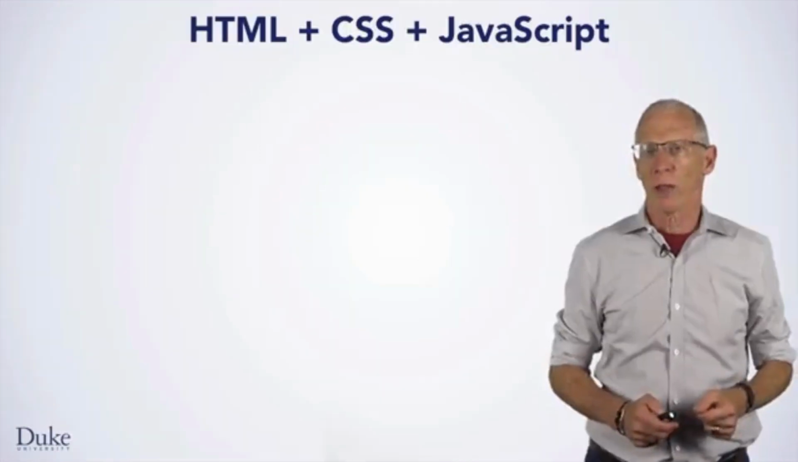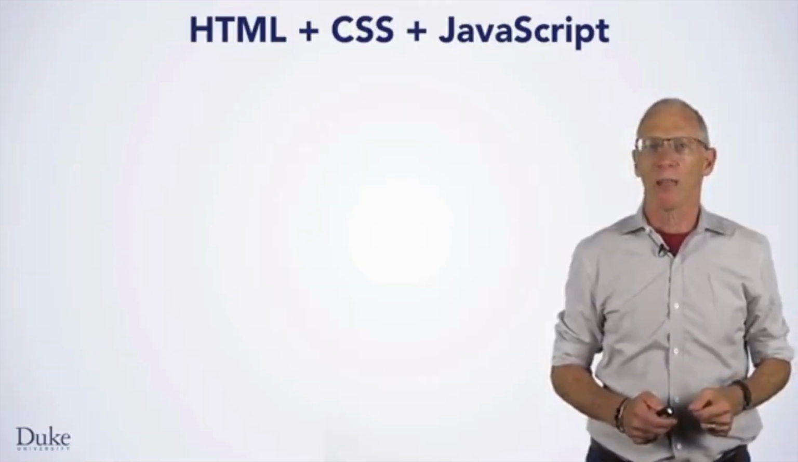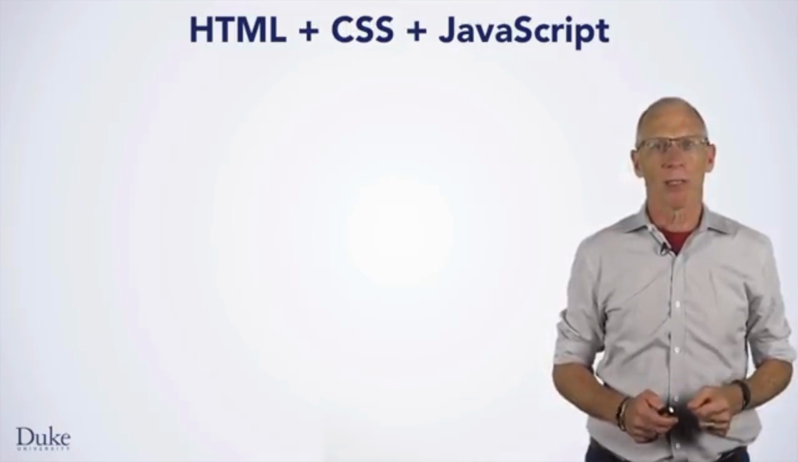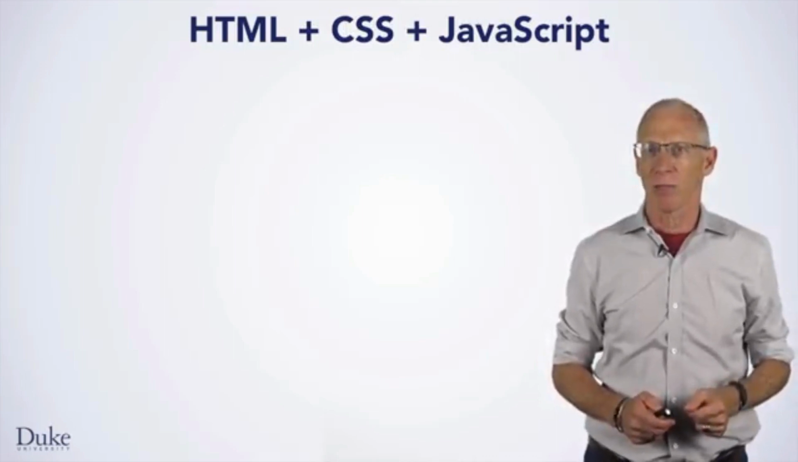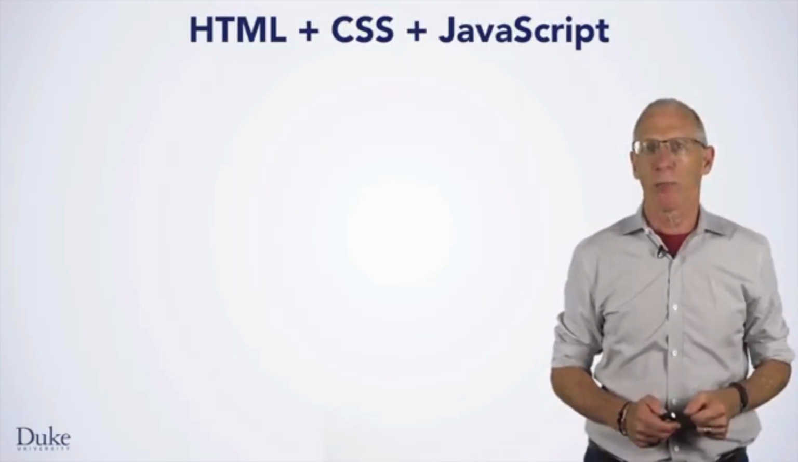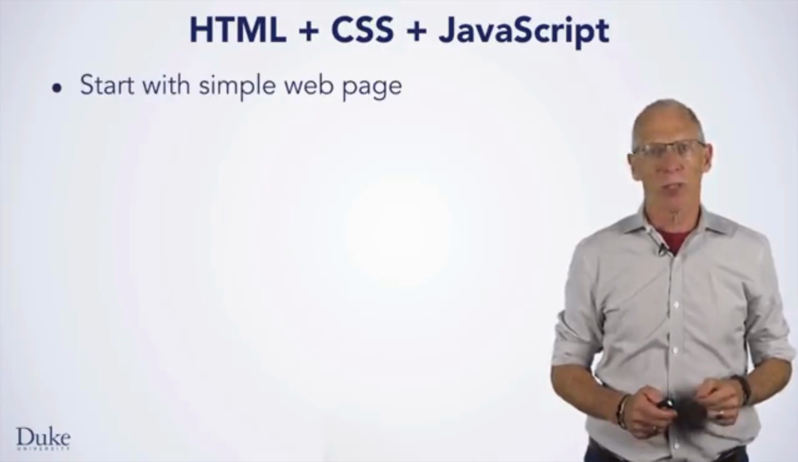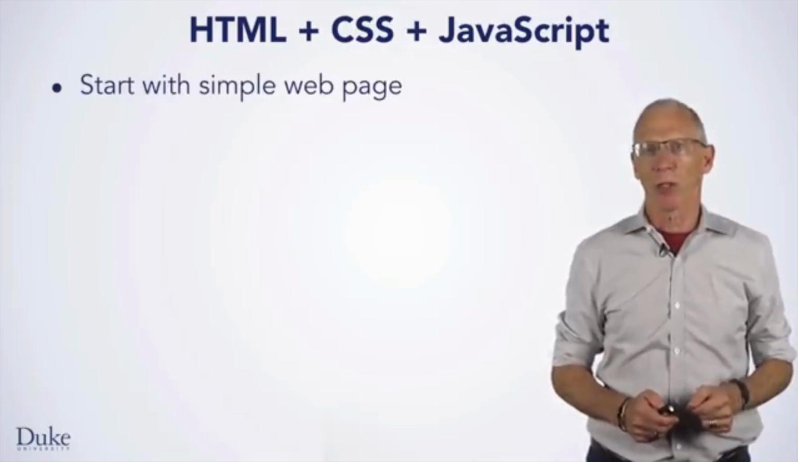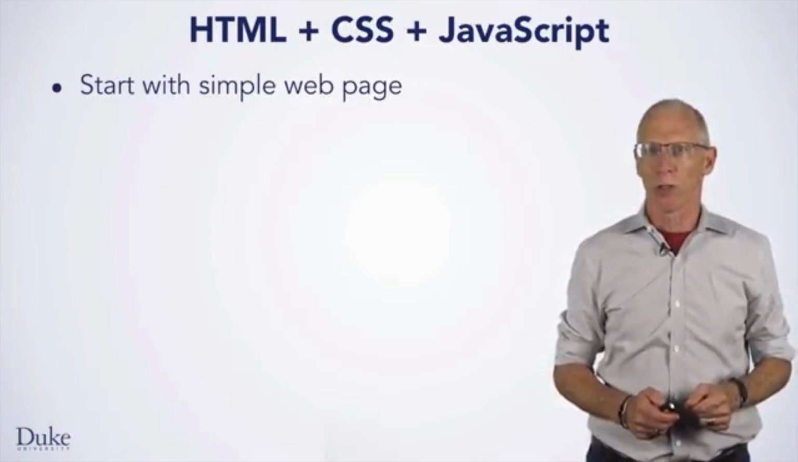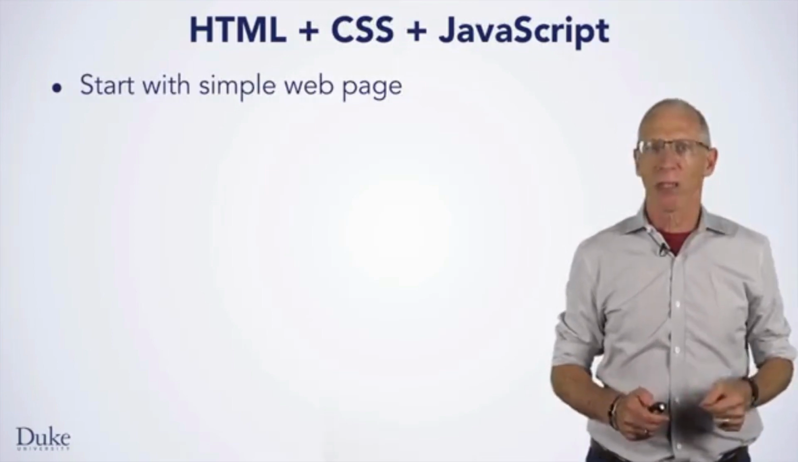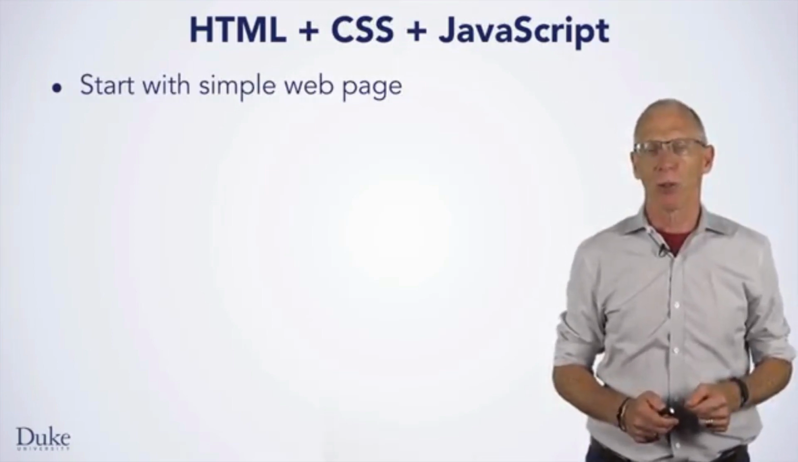We'll start learning how to use JavaScript to interact with the content on a web page by looking at simple examples of HTML and CSS, and then adding JavaScript to these simple web pages. By starting with a simple web page, you'll be able to understand how adding interactivity works. We'll start by creating a very simple web page and then adding JavaScript to it.